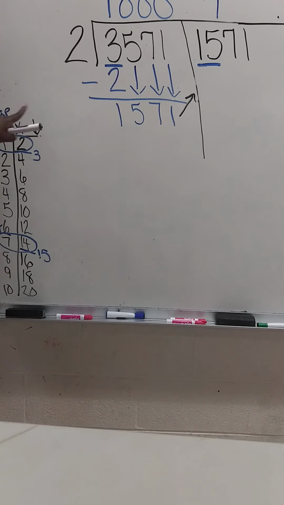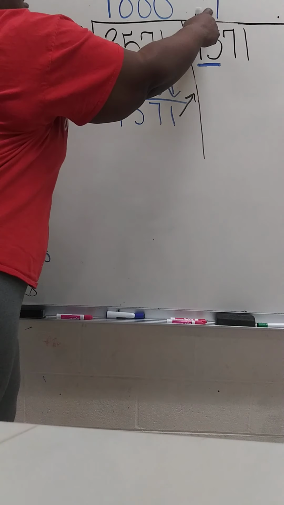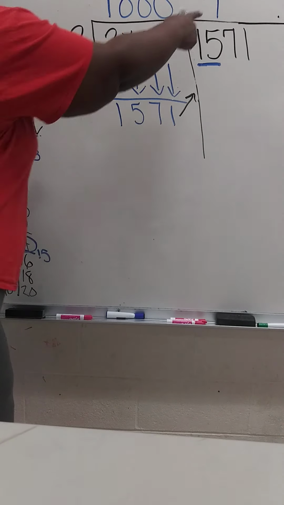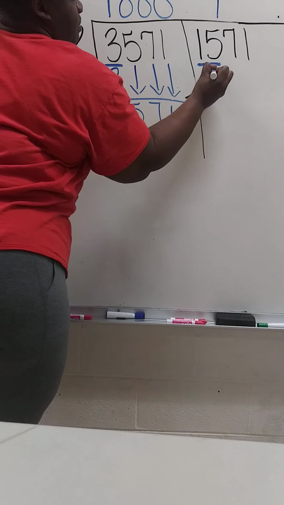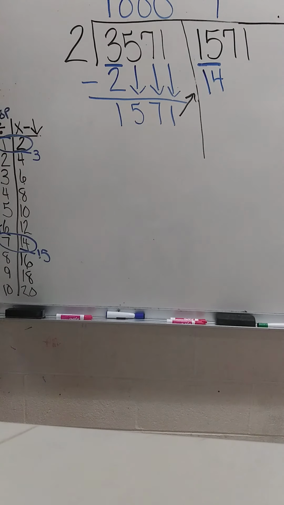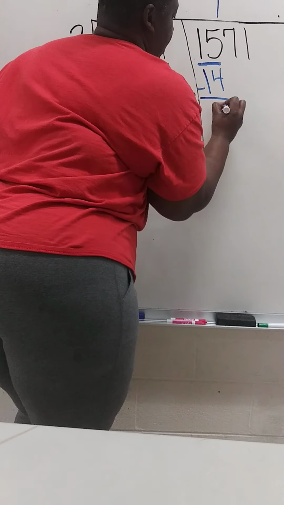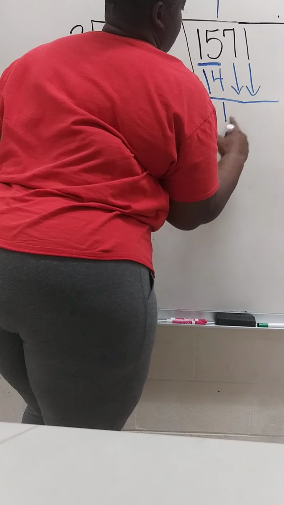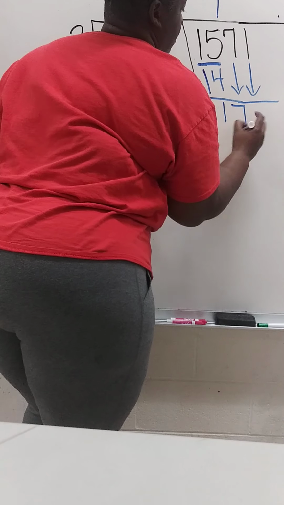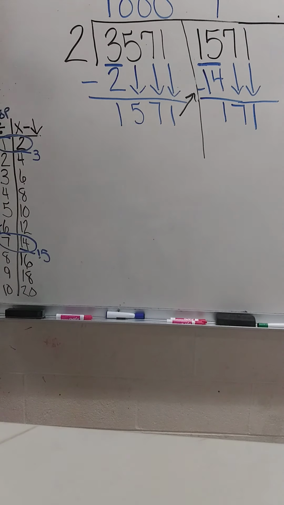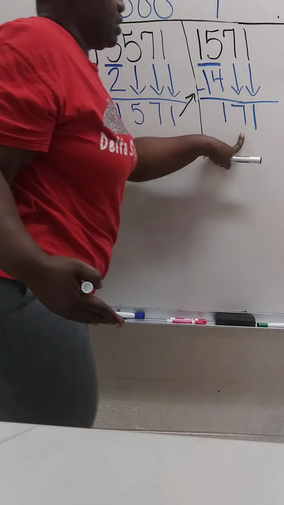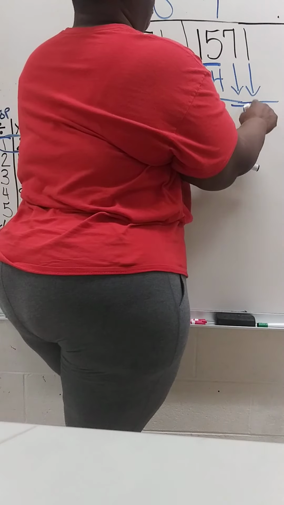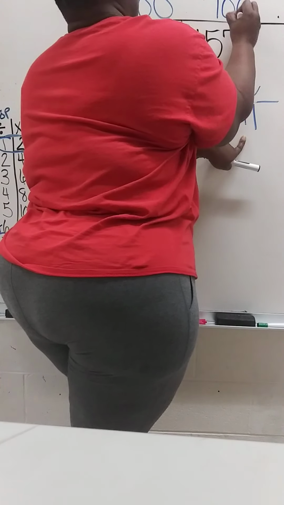So our steps are divide, multiply. 7 times 2 is 14. Remember, that's that second number that we circled. Divide, multiply, subtract, bring it on down. So we're going to bring down the 7 and the 1. 15 minus 14 is 1, and we're going to bring down the 7, and we're going to bring down the 1. And our next step is we have 2 arrows, so we need 2 zeros.